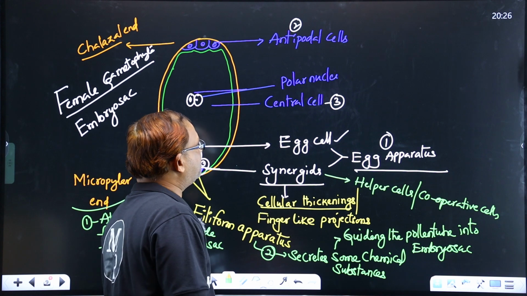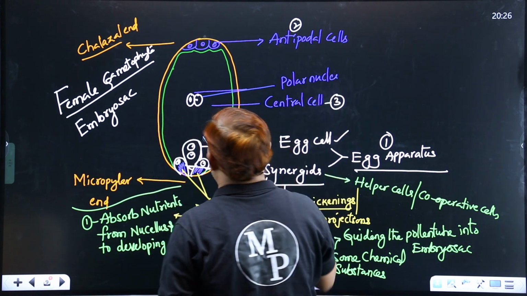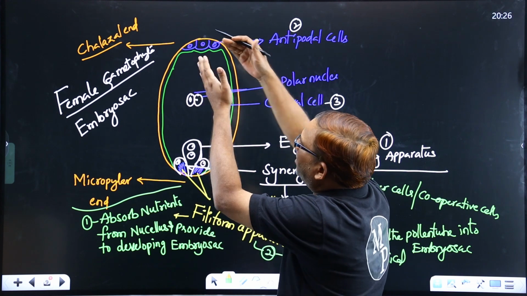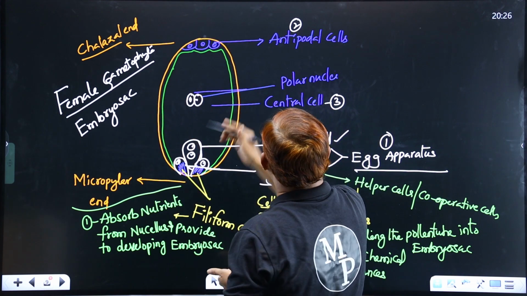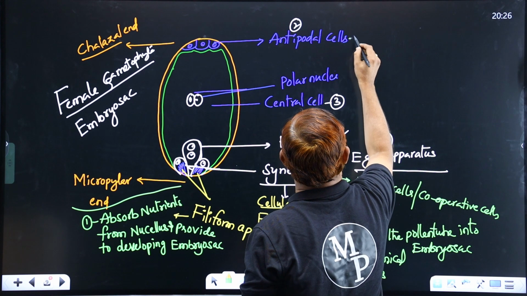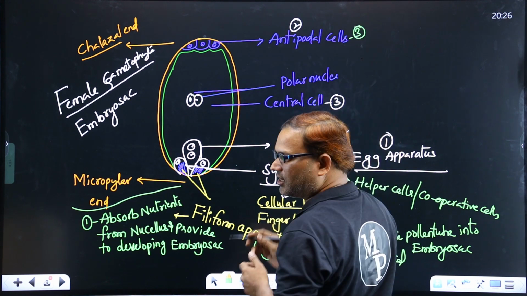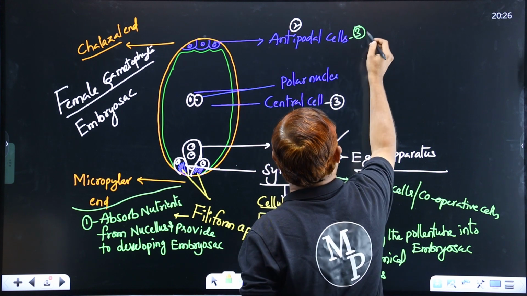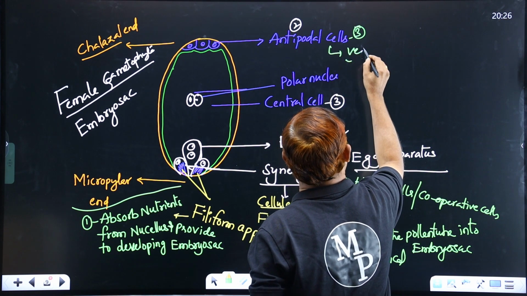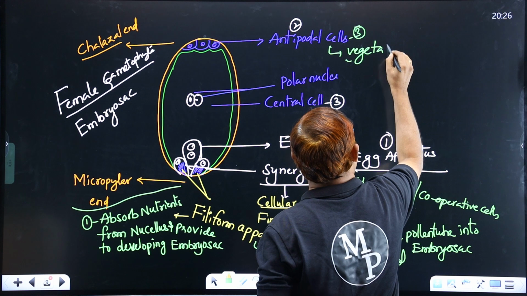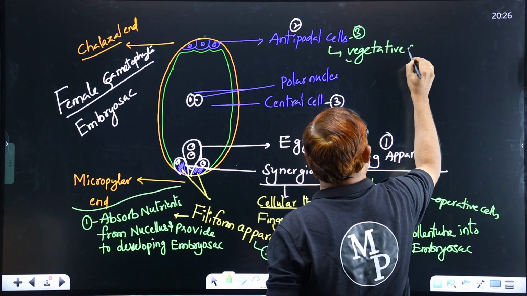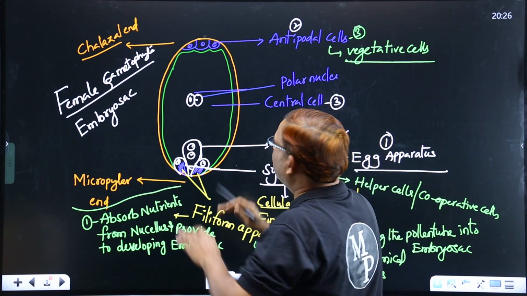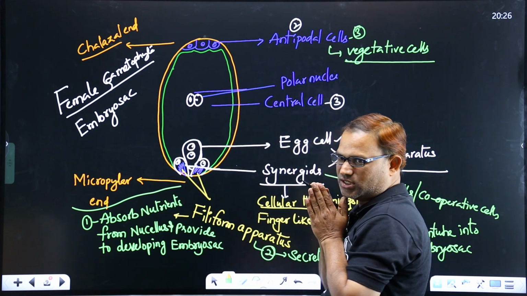Yes. Next one is antipodal cells. Where are they present? They are located towards the chalazal side. How many antipodal cells are there? There are three antipodal cells. Their functions are not known, so they are called vegetative cells. After fertilization, they degenerate. That is the antipodal information.